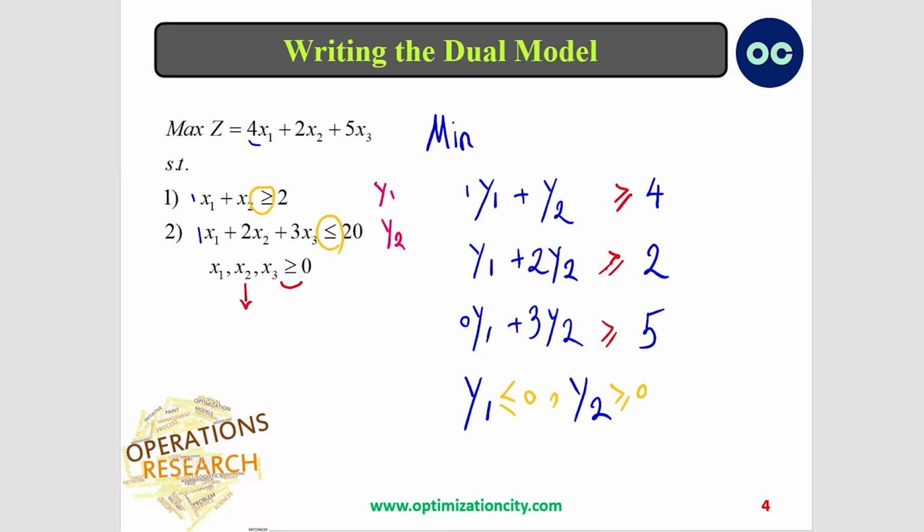Also, we need to write the objective function. We write it like this: 2 times y1 plus 20 times y2 would be the objective function. Just multiply 2 by y1 plus 20 times y2. This is the dual model for the original model.